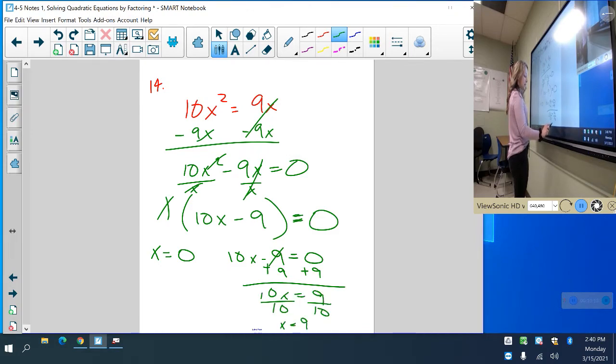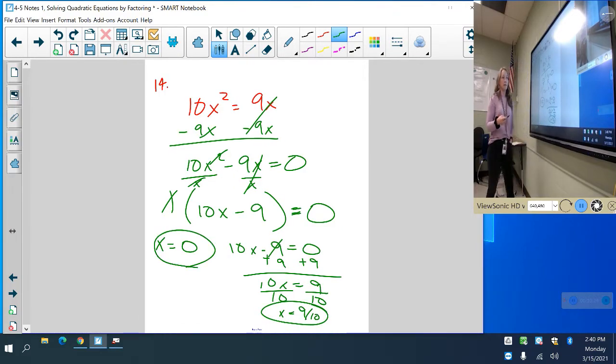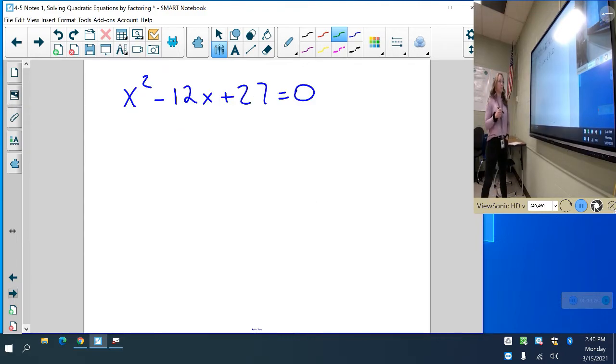x equals 9/10. So that still has two answers. We just solved it a little bit different. We'll do a couple more examples.